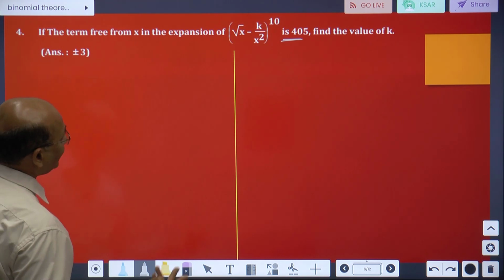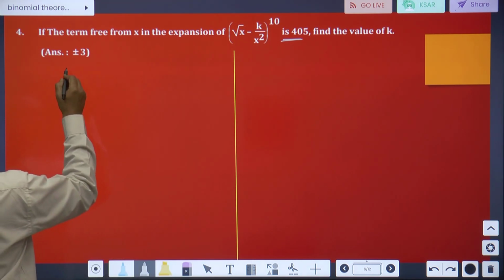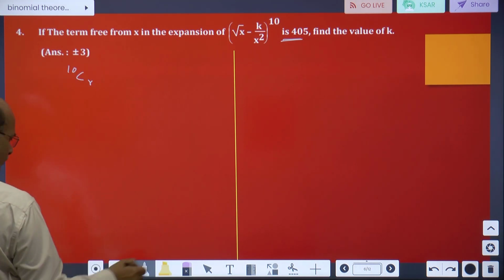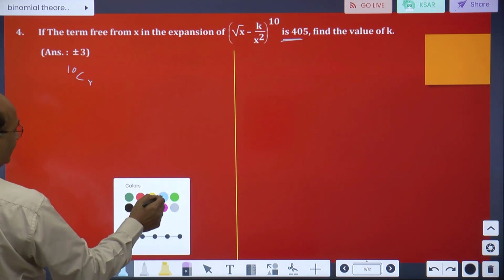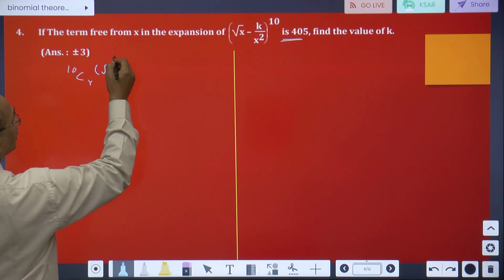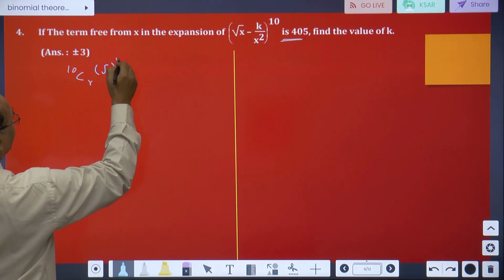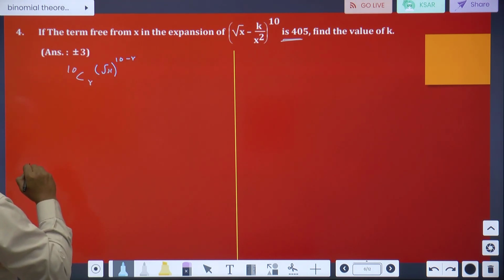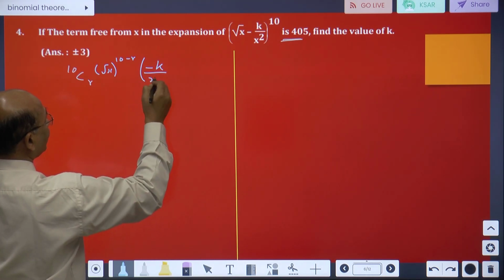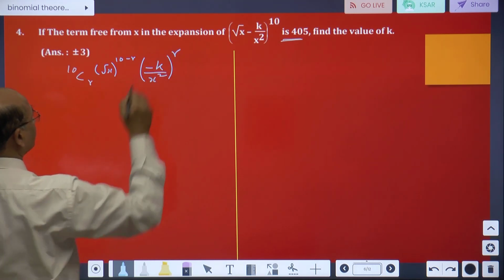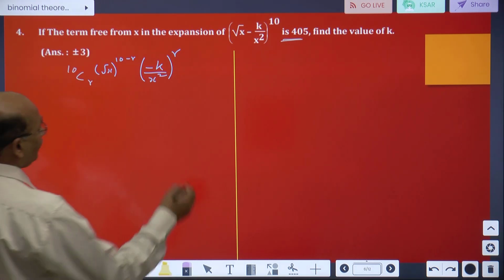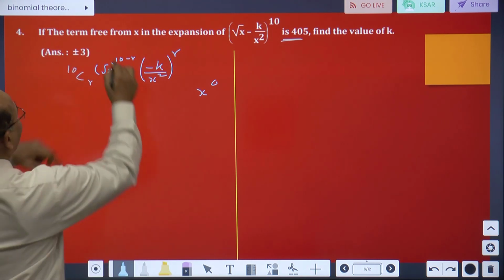So by the way, how do I get r? The general term will be 10Cr, first term raised to the difference, 10 minus r, then the second term, don't ignore the minus sign, it has to carry forward, raised to r. Now first, let us find r when x is raised to 0, because that's what they are asking.